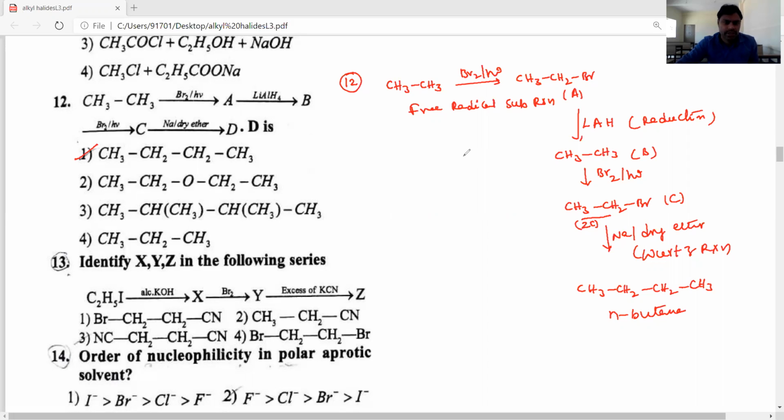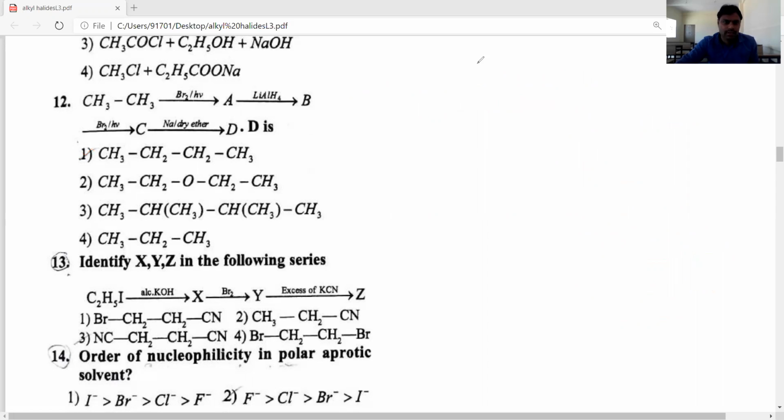This question is very, very important. 13th question. Identify X, Y, Z in the series. See, the first one is ethyl iodide treated with alcoholic KOH. Loss of HI, hydrogen iodide. The product is CH2 double bond CH2, ethene.